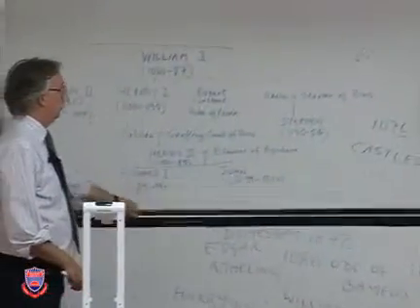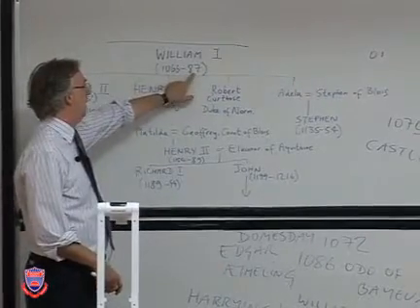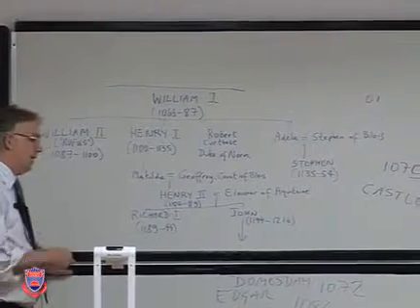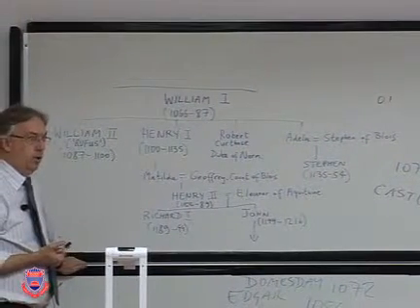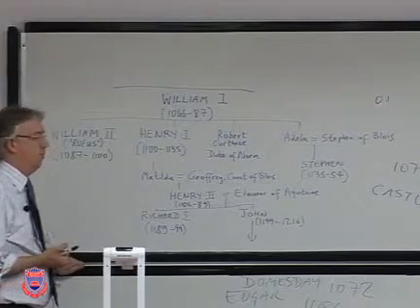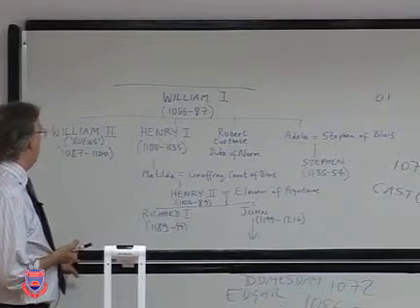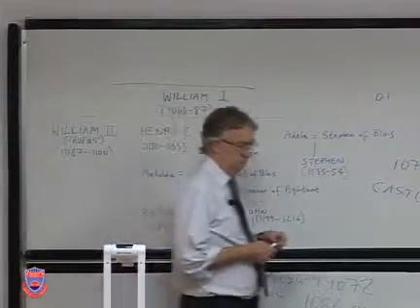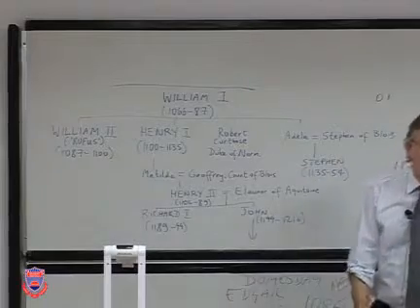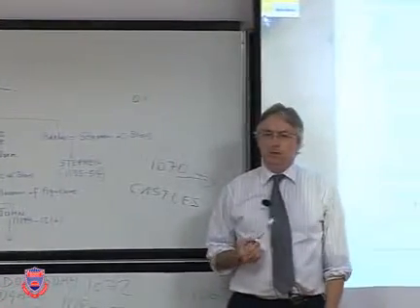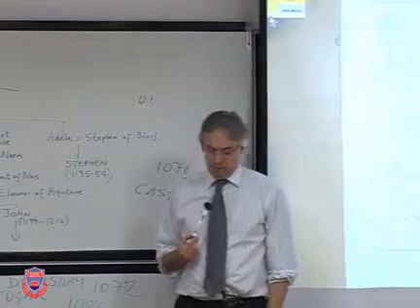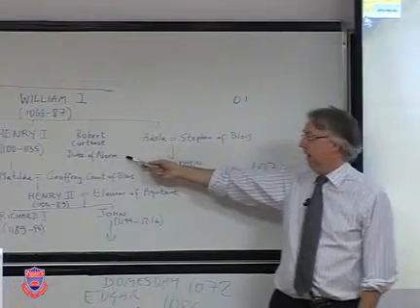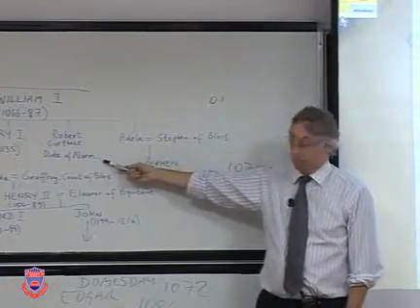So, William dies, 1086. He had an earlier son called Richard, who had died shortly before, about 6 years earlier. So he's left with 3 sons. Richard was, I think, the second one. Okay. Robert was the eldest, and he gets Normandy.